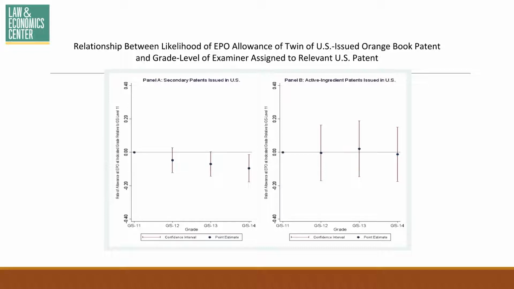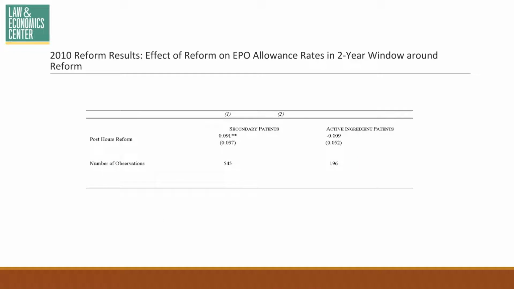So as examiners get promoted up the GS scale, as you move along the x-axis, they get less and less time to review applications. And what happens is the applications they're allowing become less and less likely to be allowed in Europe. So what this suggests to us is that the less time examiners are given, the more they're allowing lower quality patents.